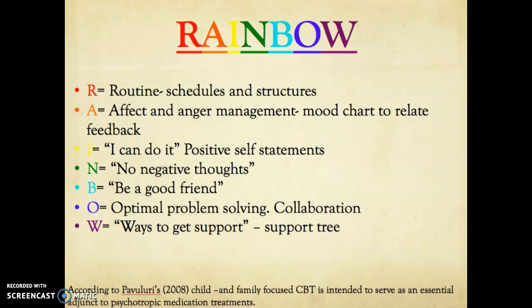O is oh, how to handle problems, which emphasizes collaboration and parent dialogues, to avoid immediate consequences for these students whenever they have behavior issues in the classroom, so they are not sent out or suspended. They actually have something to rely on. And then W is ways to get support for the child and family members. It involves having children draw a supportive tree of all the names of the people they can rely on when they feel stress or their stress is escalating.